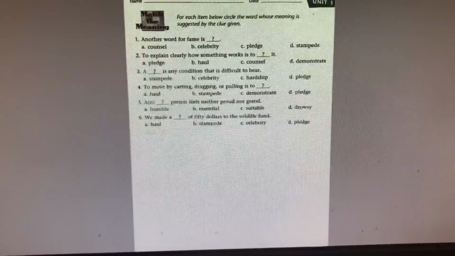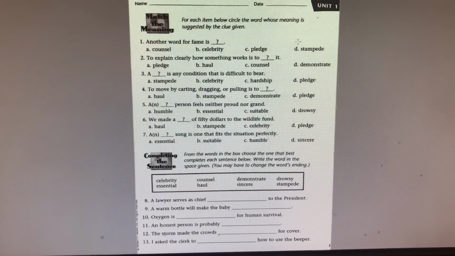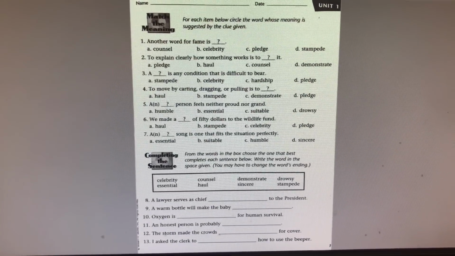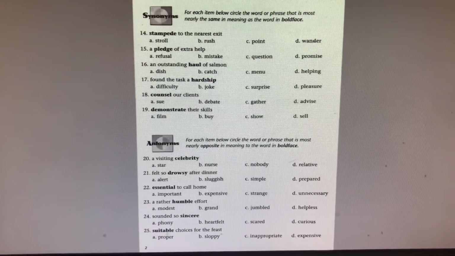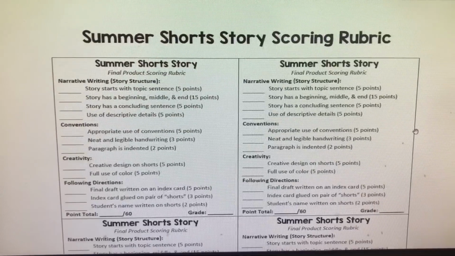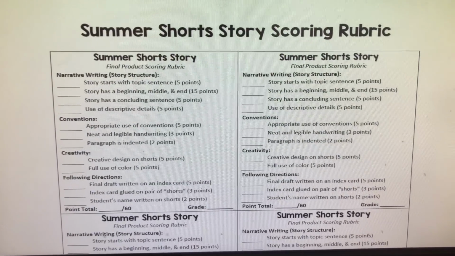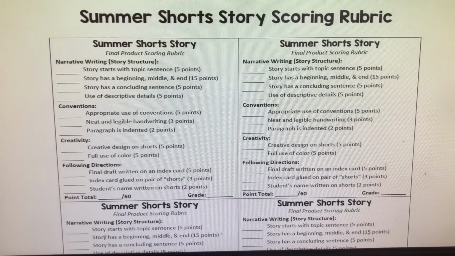Now, another thing that we did, like I said, this is the vocabulary workshop test. So it goes over match the meaning, completing the sentence, synonyms and antonyms, which is very similar to their homework. And I just worked on creating a rubric for my summer short story. So I might be updating my summer short story resource soon.